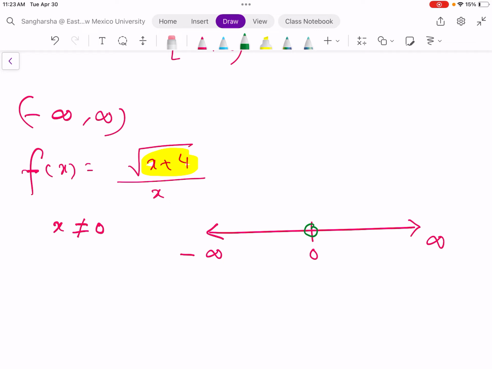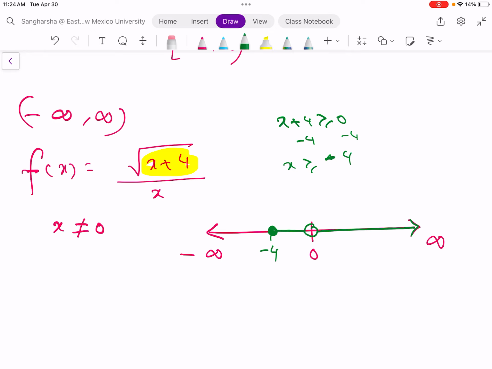Now for the numerator, what we do is write x plus 4 greater than or equal to 0. If we solve this, we get x greater than or equal to -4. So this is the domain for the numerator. So from -4, we have -4 here all the way to the right side. And we do include -4, right? It's a closed circle. Now greater than -4, we go here, and this part is the domain for this function.